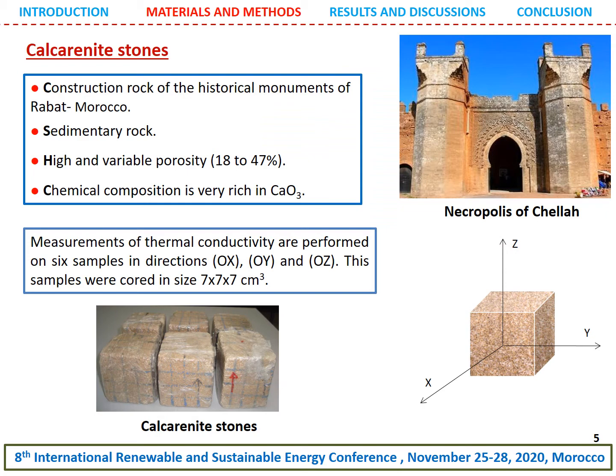The materials studied in this work are calcarenite stones used in construction of historical monument of Morocco. The calcarenite stone is sedimentary rock. It is characterized by high and variable porosity, and chemical composition is very rich in calcium carbonate. Measurement of thermal conductivity are performed on 6 samples in direction X, Y, and Z.